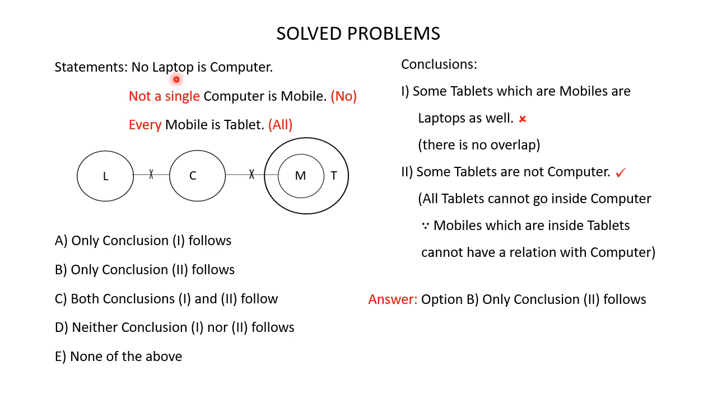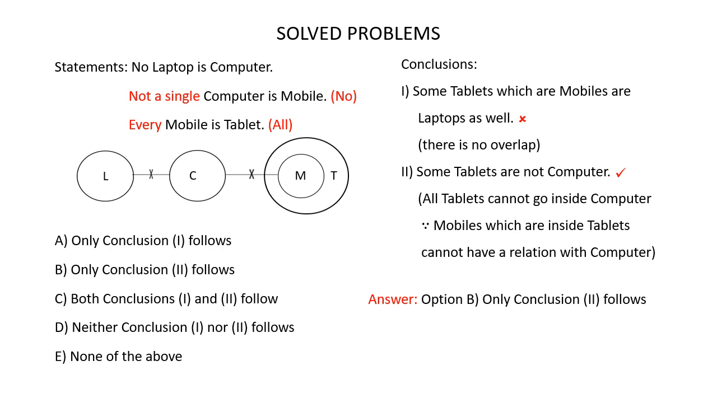No laptop is computer. So in the Venn diagram, draw a circle for laptop and a circle for computer. Draw a line with a cross mark from laptop to computer to indicate that no laptop is computer. Not a single computer is mobile. Here, not a single means no. So the statement now becomes no computer is mobile. So in the Venn diagram, draw a circle for mobile and draw a straight line with a cross mark from computer to mobile to indicate that no computer is mobile.